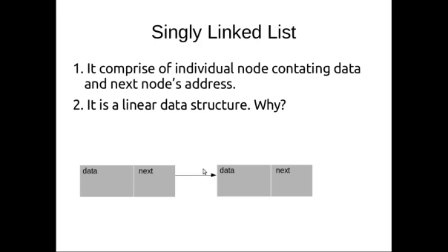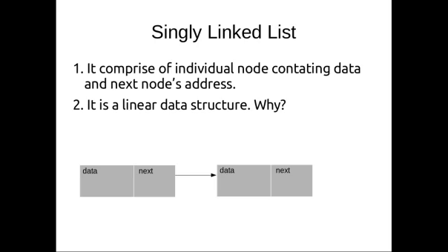Suppose you are a student. You have your roll number, your book, your bag. Those are your data. Now you hold your section or branch address, your ID card. So that is your next address.